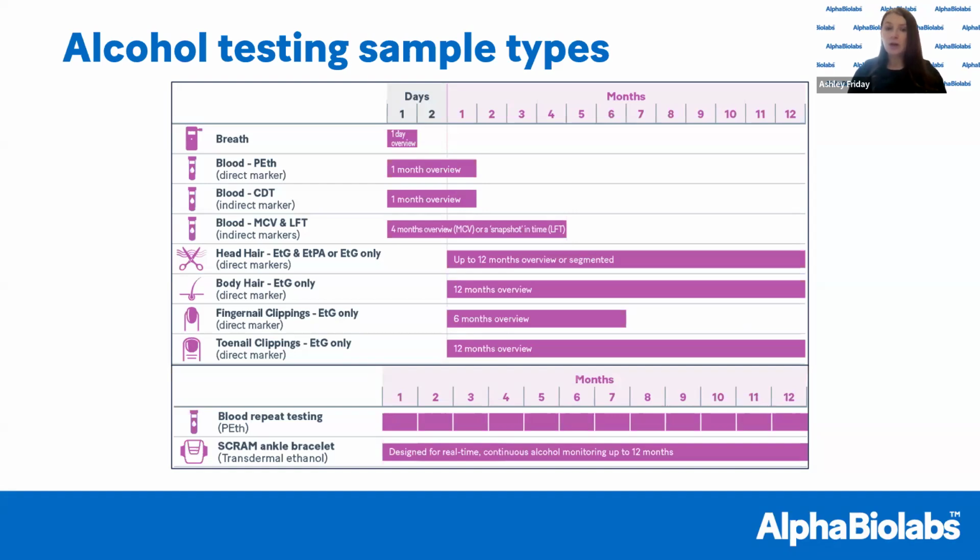But what you could also look at is doing repeat head hair testing. That can be really useful, for example, if you did that every 3 months alongside some narrow window testing, or you can use a SCRAM bracelet, which is at the bottom of the screen there, and that takes a reading every 30 minutes and can be worn continually over a period of time. So it totally depends on the situation and your client's situation as to which one of these would be more appropriate.